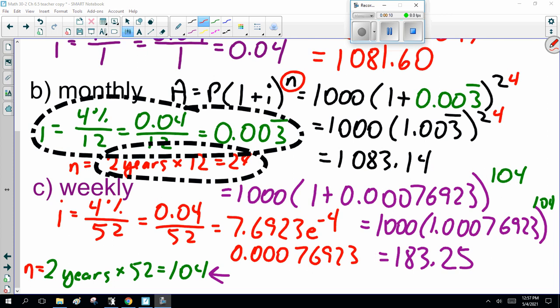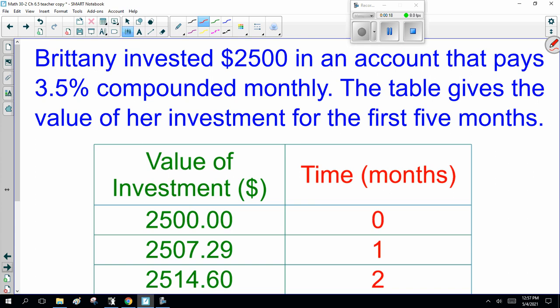Now, once again, I want to stress this: i is the interest per compounding period and n is the number of times the interest is paid. Confusing, but I think we've done enough examples. Now, moving on. Brittany invested $2,500 in an account that pays 3.5% compounded monthly. The table gives the value of her investment for the first 5 months.